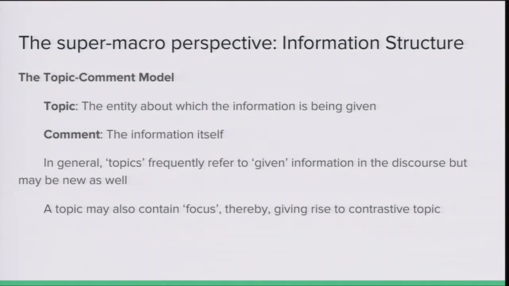Right, so, okay, the third one is the topic comment model. Topic is the entity about which the information is being given, and this is the third model. There have been some terminological overlaps and some differences between those terminologies across different models. For this, comment is the information itself, and topic is the entity about which. It doesn't talk about the new and old information. It only says that you give information about something. This is one of the simplest models of information structure.